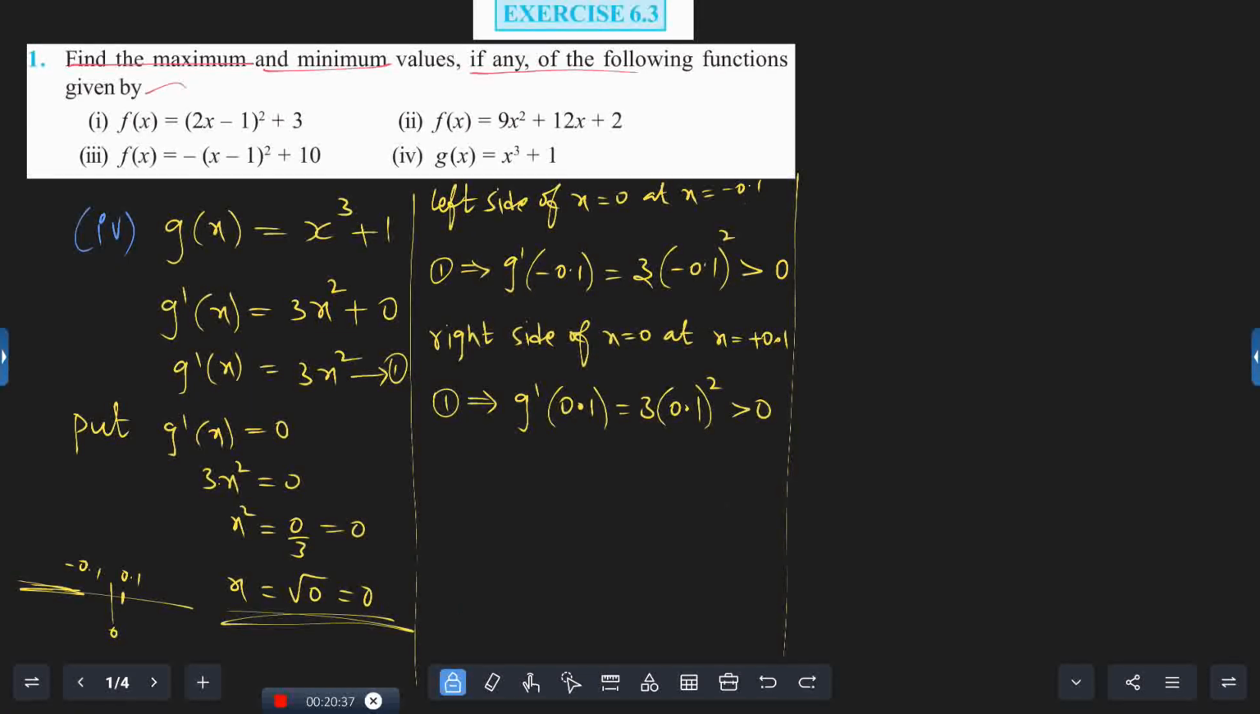Sir, when we have a square, both will be positive. So both positive, no change. The sign is no change. Sign no change means what do we have to say? Neither maximum nor minimum. So thank God we didn't go for the double derivative.